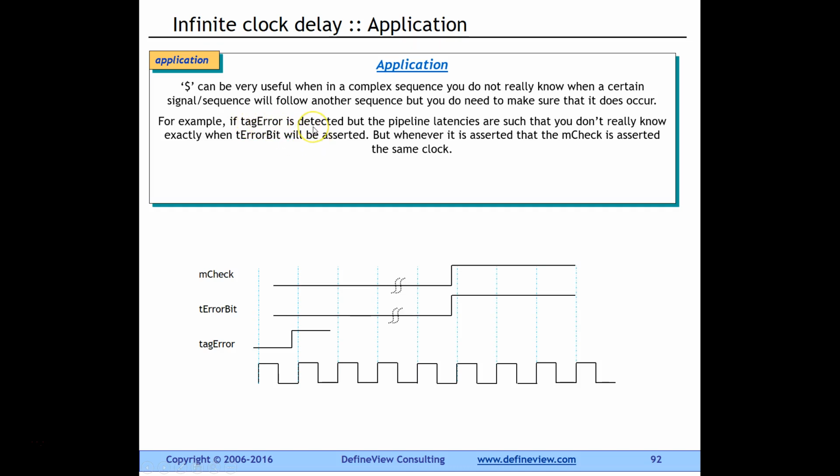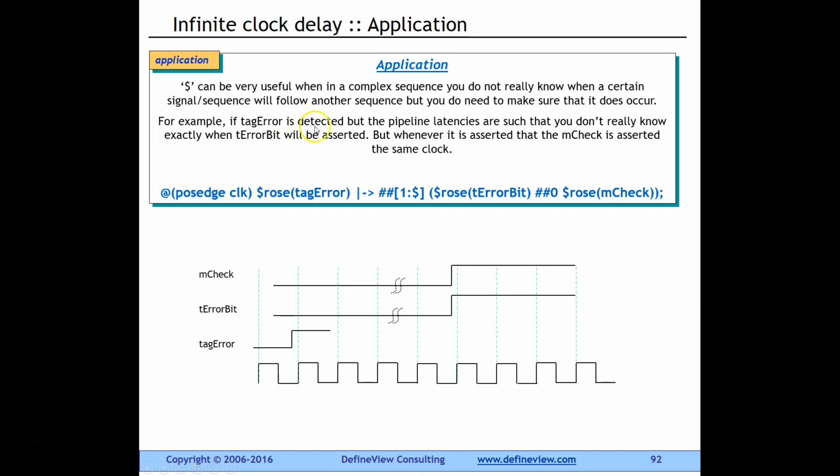If tag error is detected, but the pipeline latencies are such that you don't really know exactly when the T error bit will be asserted, but whenever it is asserted, we don't know when, the machine check is asserted in the same clock. This is the spec that you will normally see in your microarchitecture hardware design specs, and you need to write an assertion for it. So here's your tag error. So here's the assertion.